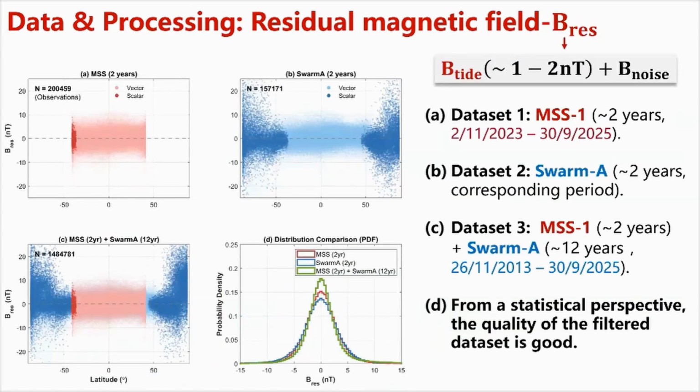This is the residual magnetic field. We test four data sets. Panel A shows the spatial distribution of the 2 years of MSS-1 data. Panel B shows the 2 years of Swarm A, and panel C shows the 2 years plus 12 years of Swarm A. Panel D is a distribution and probability density. It means for all the data sets the standard deviation is quite close to zero. So from a statistical point of view, the data quality is quite good.